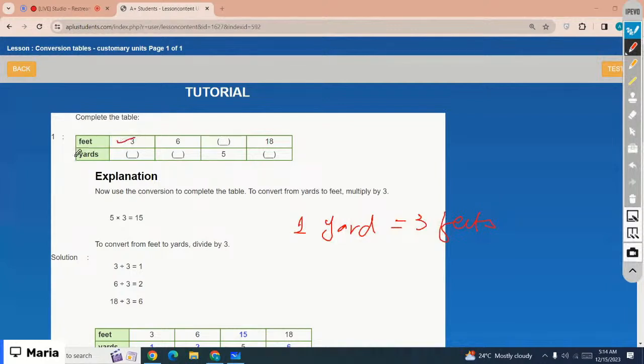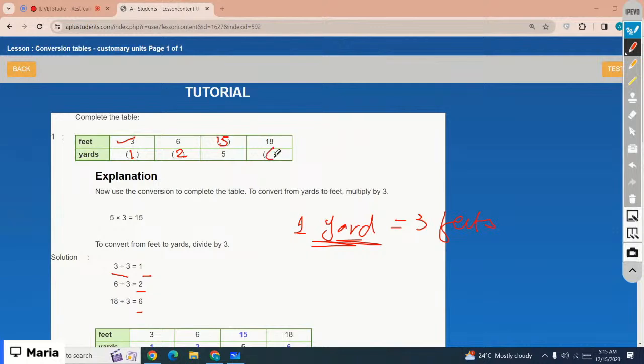Yards is a greater unit. Whenever you go from smaller to greater unit, you have to divide, right? So divide it by 3. So 3 divided by 3 equals 1, 6 divided by 3 equals 2, and 18 divided by 3 equals 6. And 5 times 3 is 15 feet, because 1 yard equals 3 feet and yard is a bigger unit. When you go from bigger to smaller unit, you always multiply. And when you go from smaller to bigger units, you always divide, right? So 18 divided by 3 is 6.